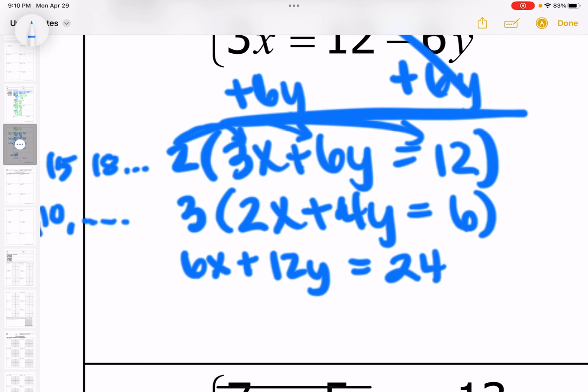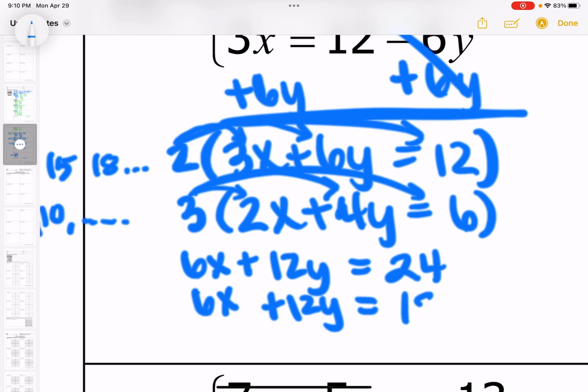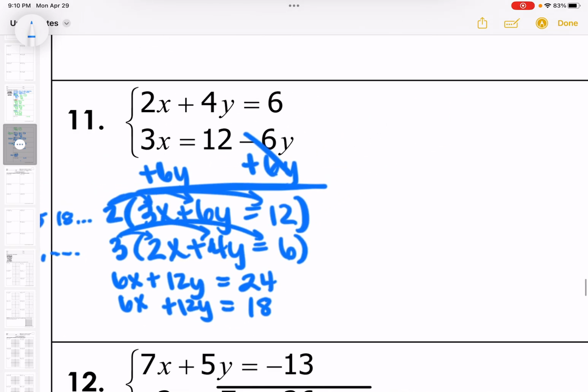Then I'm going to do the bottom. 3 times 2x is 6x. 3 times 4y is 12y. And 3 times 6 is 18. I ran out of room, so I'm going to rewrite these equations. Oh, whoops. Up here.